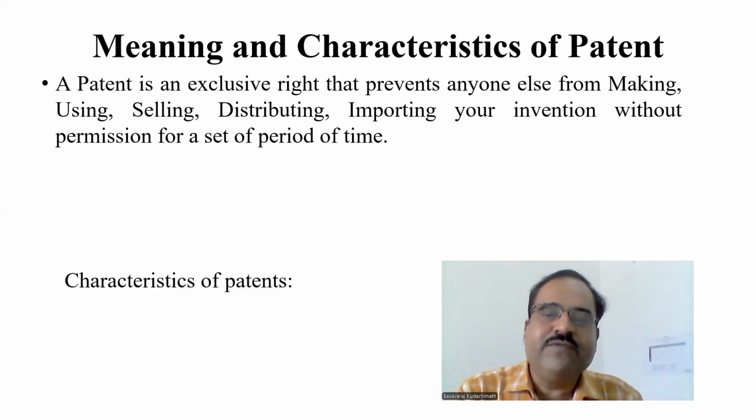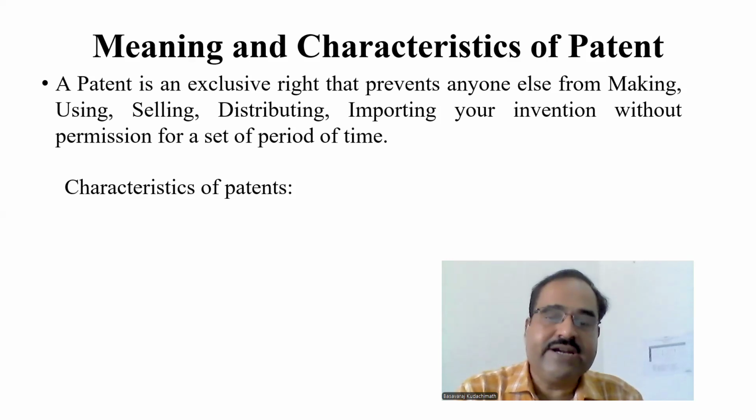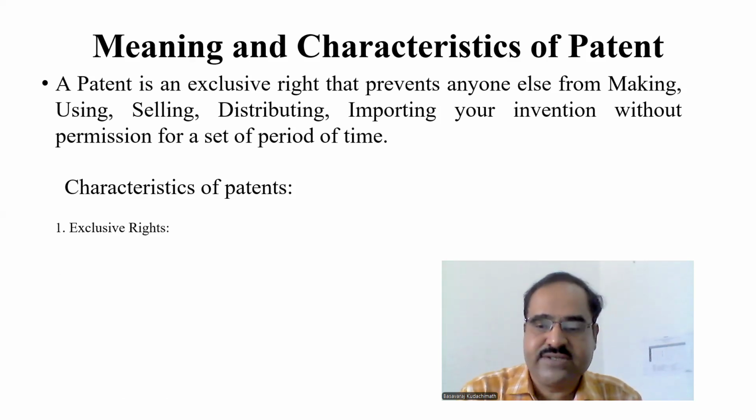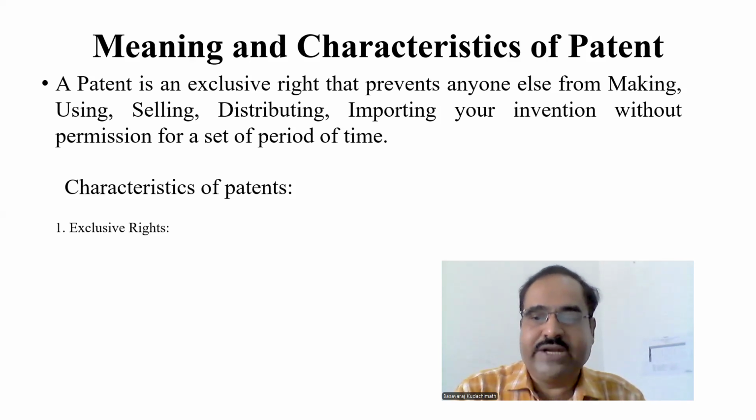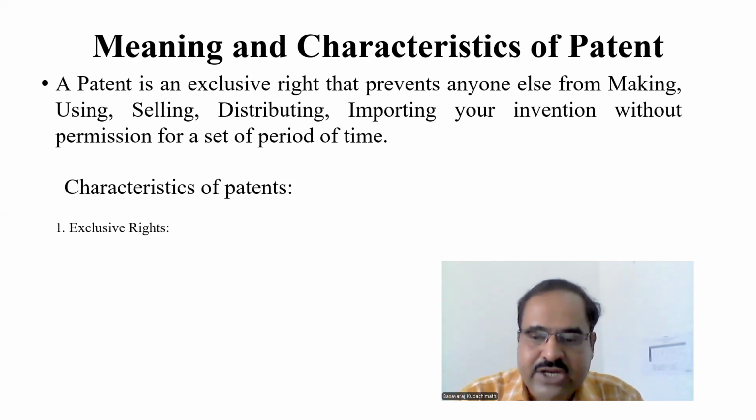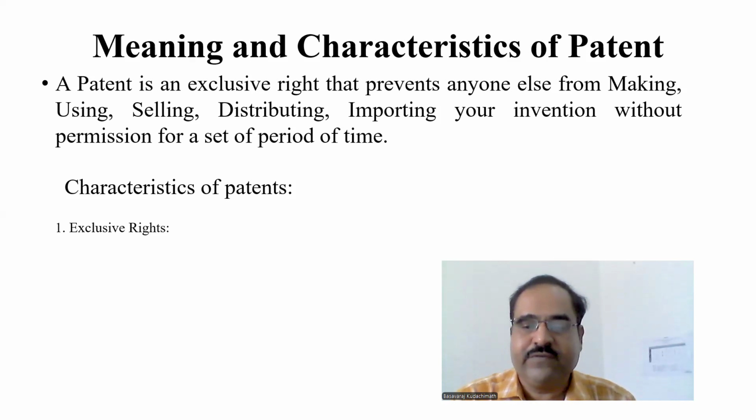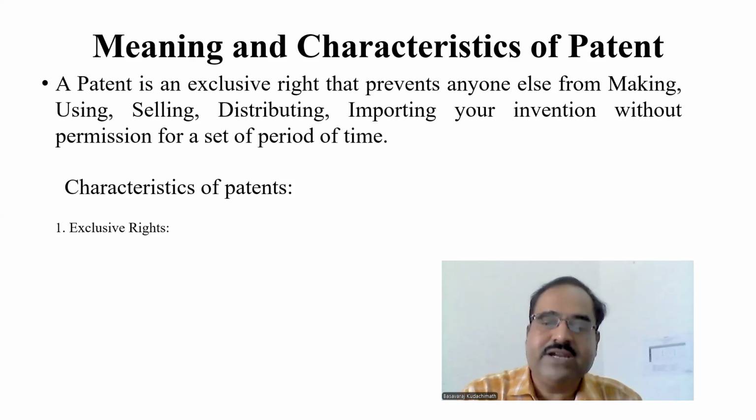But the basic characteristic is that a patent is an exclusive right given to the innovator. It may be a single innovator or many innovators. For example, a product is innovated either by an individual effort or by the collective effort of many people. All the people will get equal rights over that particular property which is patented. That is called exclusive rights.